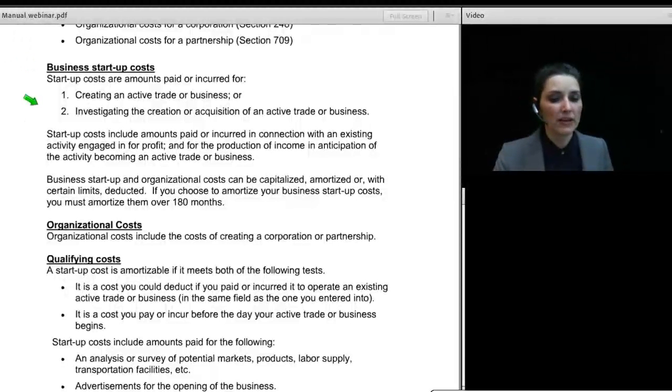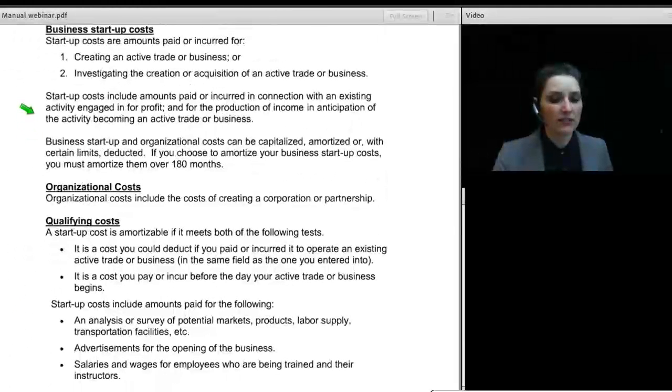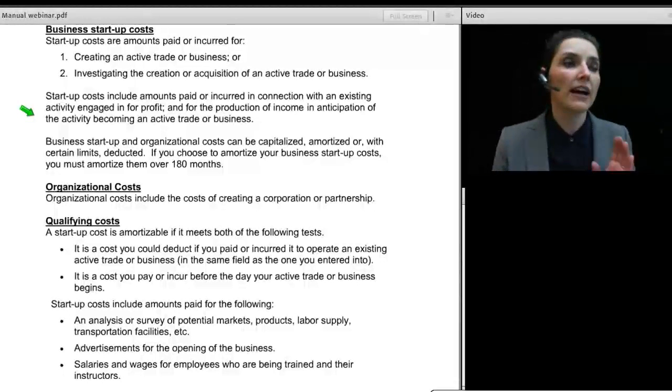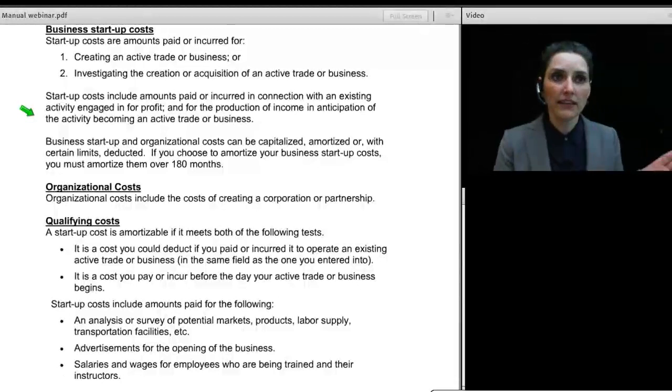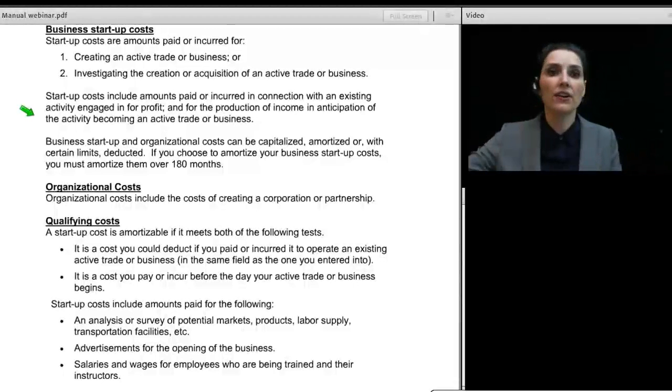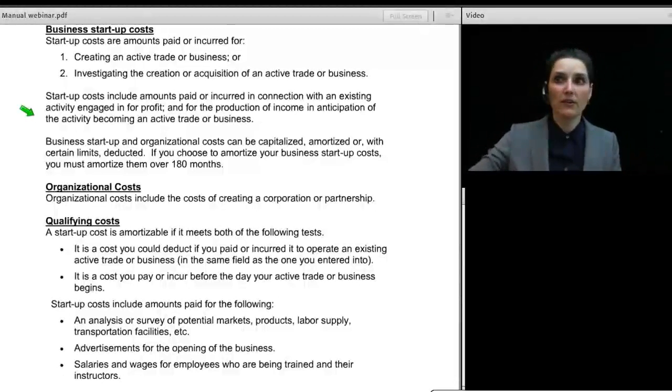Startup costs are amounts paid or incurred creating an active trade or business or investigating the creation or acquisition of an active trade or business. Startup costs include amounts paid or incurred in connection with an existing activity engaged in for profit and for the production of income in anticipation of the activity becoming an active trade or business. So you can have startup when you're actually looking to get into a new business completely. You can also have startup if you're already in business and say you're deciding to launch another store. You're adding another store.